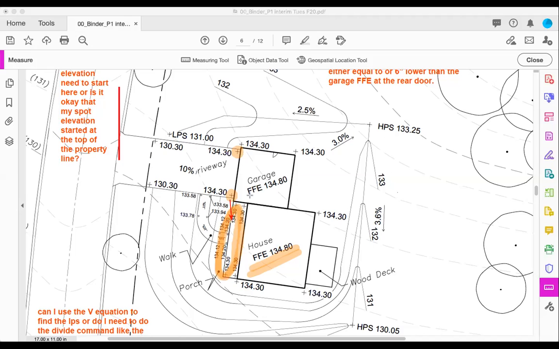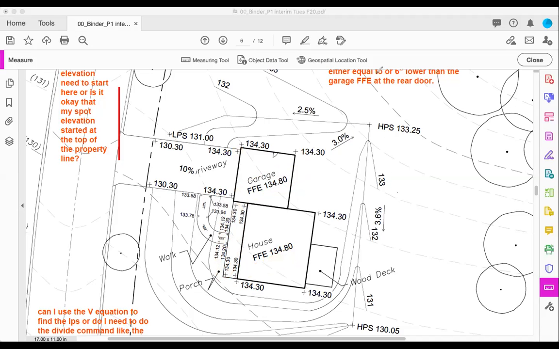So if this is, I'm sorry, if this is 134.80 as your house FFE, and these corners need to be 30, this area is draining back into your building, right? Yeah. So it's better the FFE is exactly 0.5 lower than your house FFE. Okay. No, thank you. That was so helpful. Good.